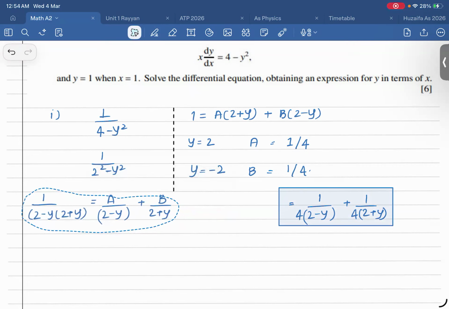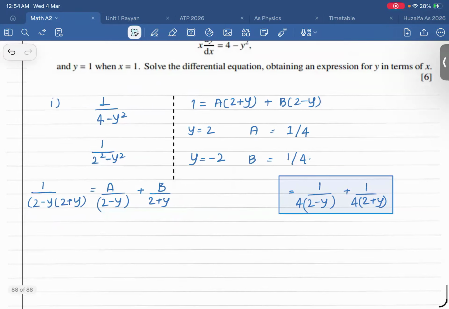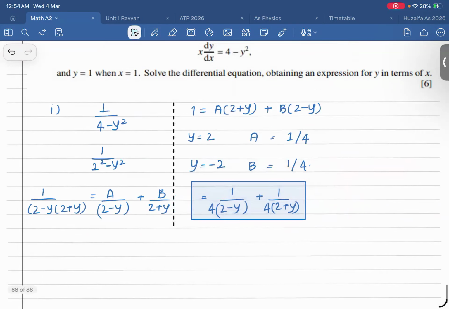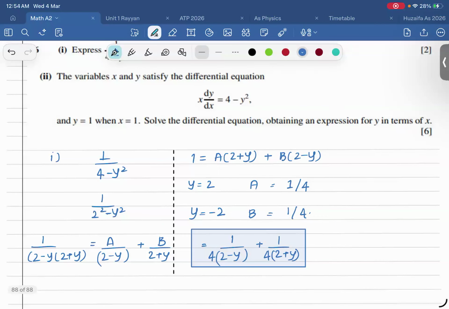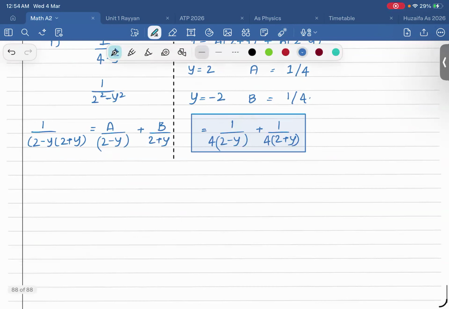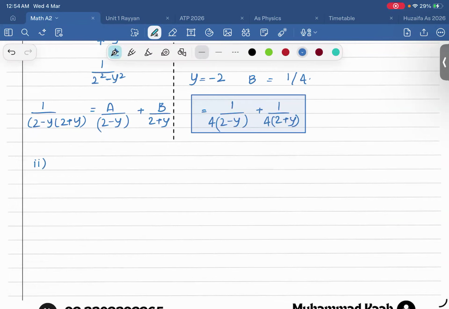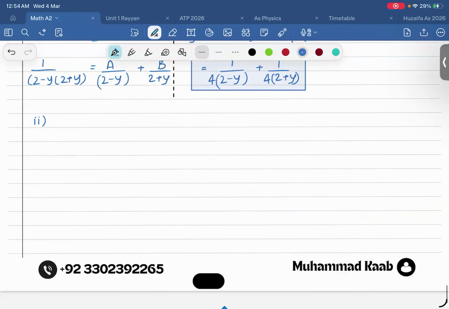Yep, perfect. So yeah, now they're saying the variable x and y satisfy the differential equation. Okay, so they just mentioned the differential equation and they ask you to solve it. Okay, and they also mentioned the 2 points x and y and solve the differential equation, obtain y in terms of x. Very simple.